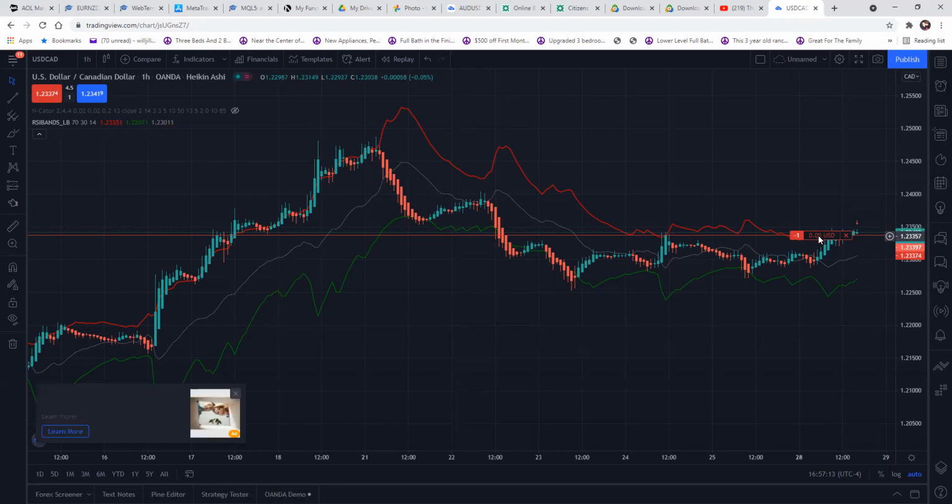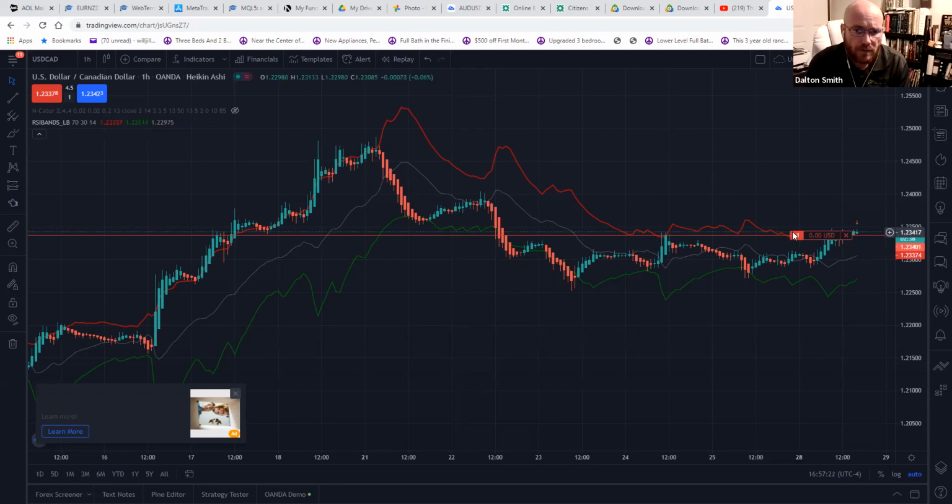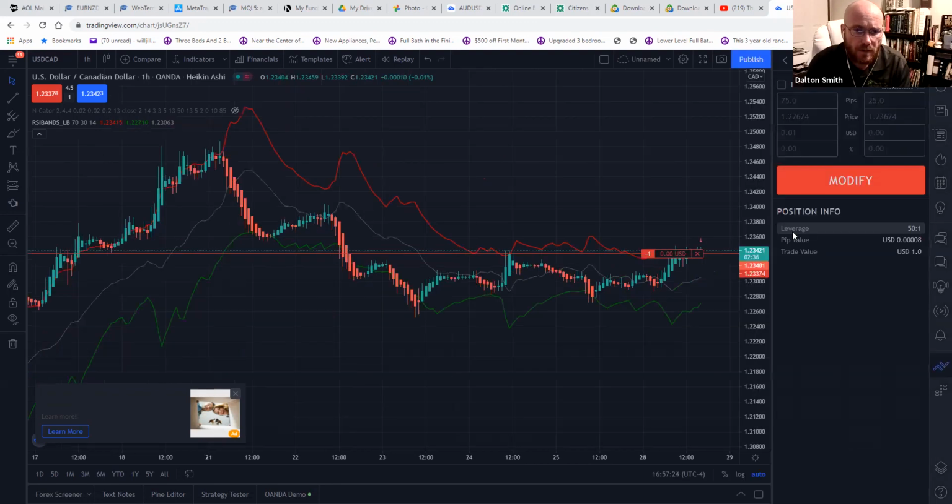Click on it. Click on the negative one to the left of it. There we go. This is what we're looking for. So right up here, we have take profit and we have stop loss, okay? So if you click on stop loss right there. Okay. So this is going to protect your position.